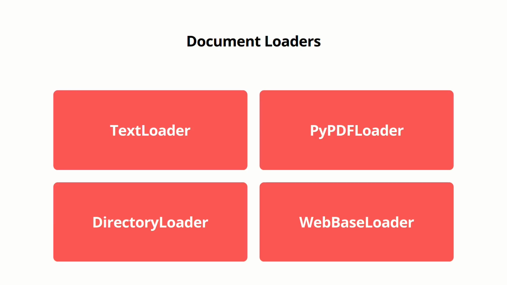Today we're diving into one of the most essential building blocks of any LangChain project, which is document loaders. So if you've ever wondered how we bring data from the real world like PDFs, text files, websites, or CSVs into our AI pipeline, this is where it all begins. Document loaders act as a bridge between raw data and intelligent systems.